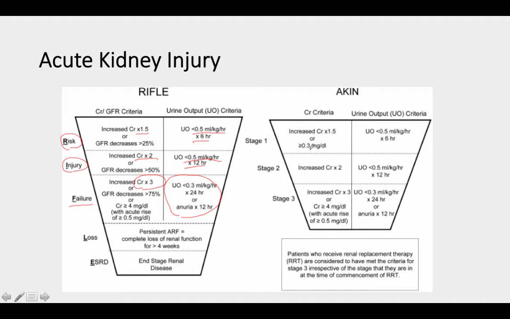The AKIN does something similar. I would suggest you be aware of these two things. If you'd like to, remember one of the two. But a very important value, I think, to remember clinically is this value of less than 0.5 mL per kilogram per hour of urine output. It is the definition of oliguria.